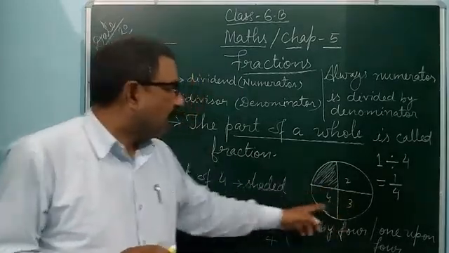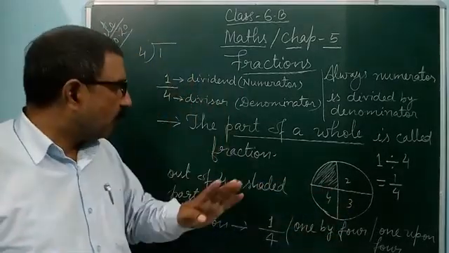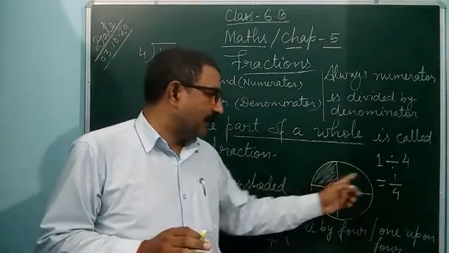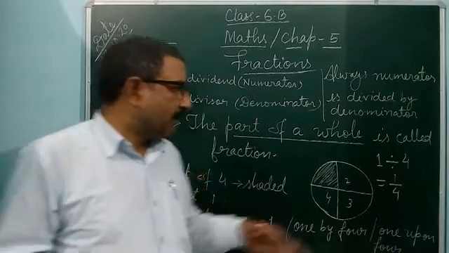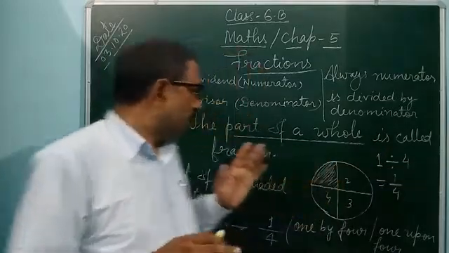Out of 4, how many parts are there? 4 parts. Out of 4, 1 has been shaded. It means you can say 1 by 4. The fraction will be 1 by 4. It means 1 is divided by 4.